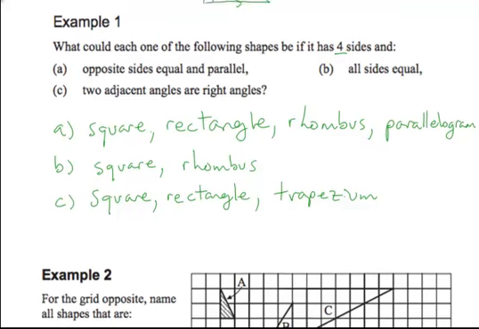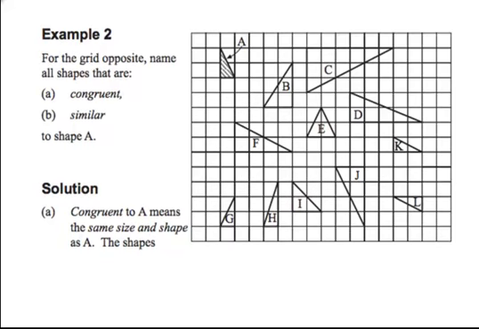All right. Let's do another question. Example 2. For the grid opposite, name all shapes that are A, congruent, and B, similar to shape A. Shape A is right here. It's this triangle that's been shaded in.